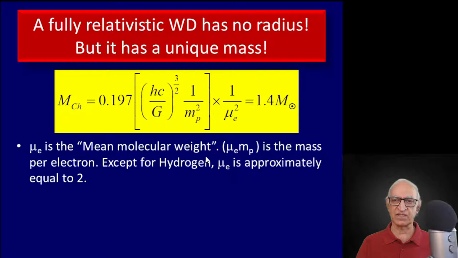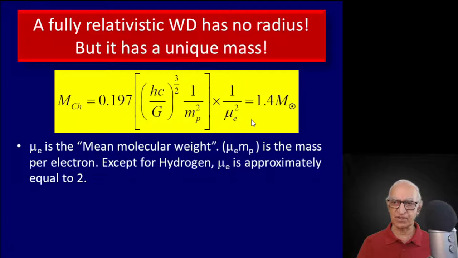What this means is that mu e times mp, where mp is the mass of the proton, is really the mass per electron. Now, why do we have to introduce this notion of mean molecular weight? Because if you leave out hydrogen in the periodic table, for all other elements, for every electron in the shell around the nucleus, there are two particles in the nucleus, a proton and a neutron, because the ratio of proton to neutron is roughly 1:1 for the entire periodic table except for hydrogen. Therefore, you have to calculate the mass per electron. You have to multiply the mass of the proton by 2, and that 2 is the mean molecular weight.